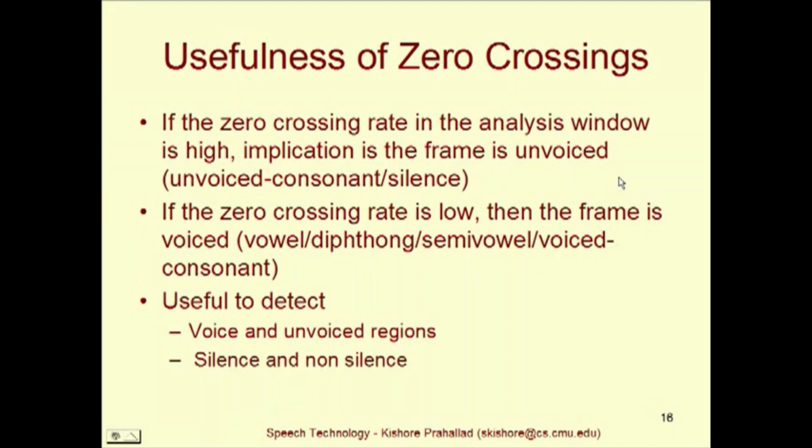So typically, if you find the zero crossing rate in the analysis window to be high, over a threshold or something, then the implication is that the analysis window contains unvoiced speech, and if the zero crossing rate is low, then the analysis window is voiced. That means it belongs to one of these classes here. So you can use zero crossings to detect voiced and unvoiced sections of the speech, and also silence and non-silence parts of the speech.